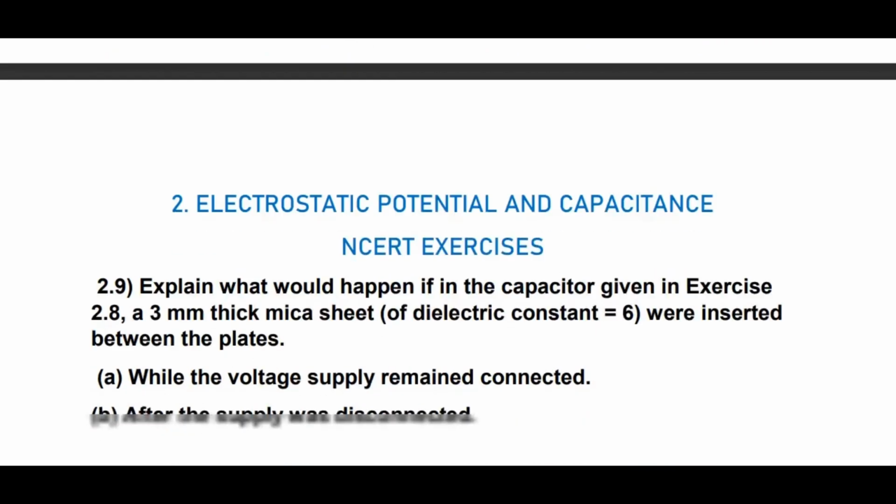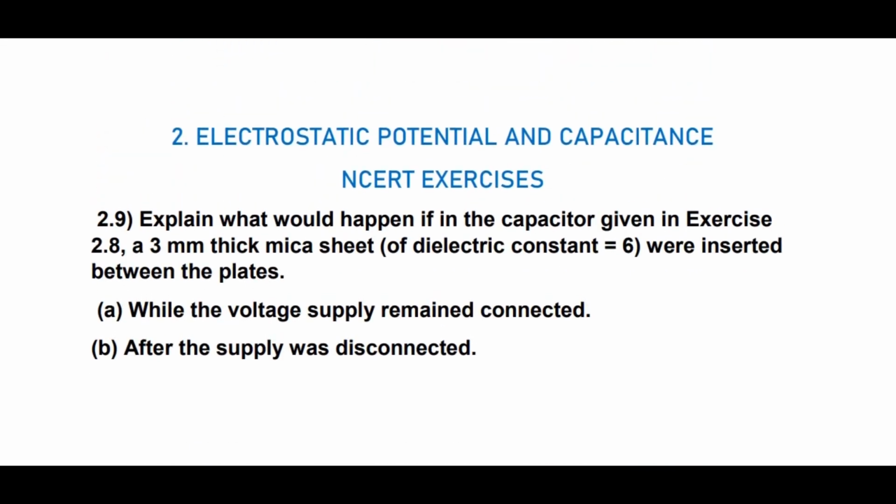Coming to 2.9. Explain what would happen if the capacitor given in exercise 2.8 had a 3 millimeter thick mica sheet of dielectric constant 6 inserted between the plates.